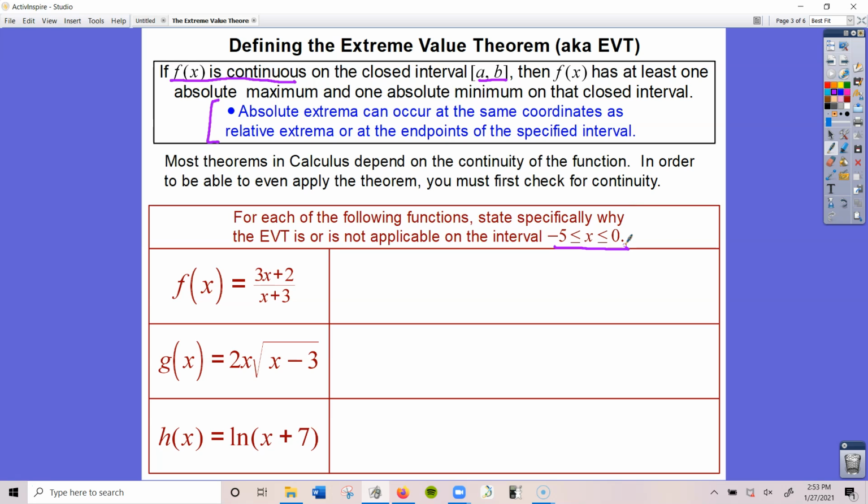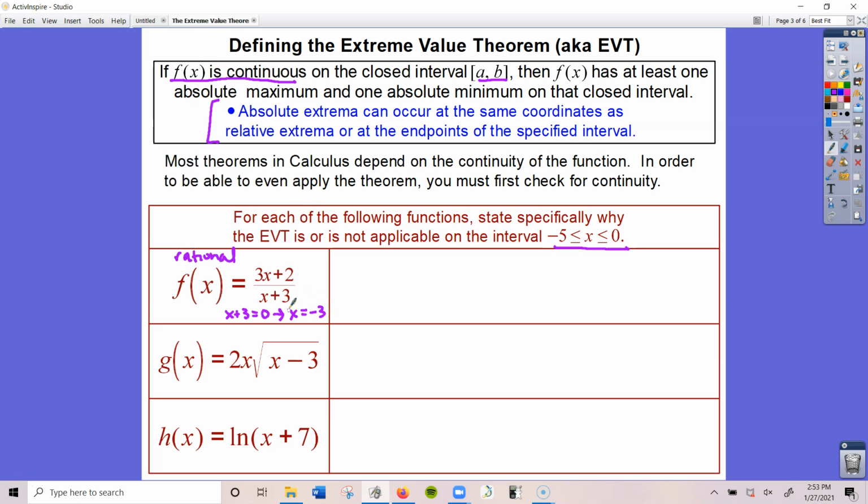For this first one, f of x, we have 3x plus 2 over x plus 3. This is a rational function. And with rational functions, the denominator can never equal 0, because if it is, then that means we have a vertical asymptote wherever the denominator is equal to 0. So anytime you have a rational function, we're going to set that denominator equal to 0 and find the location of that vertical asymptote. Here we have a vertical asymptote at x is equal to -3.